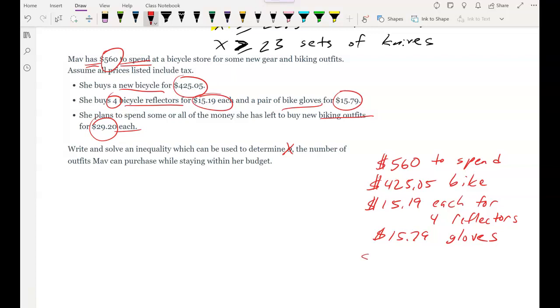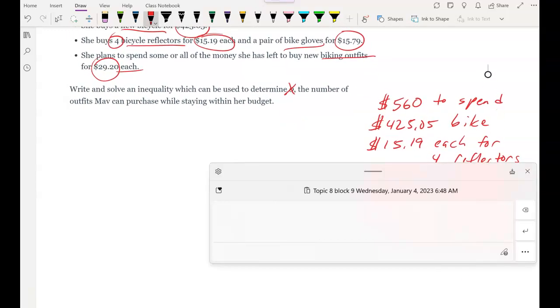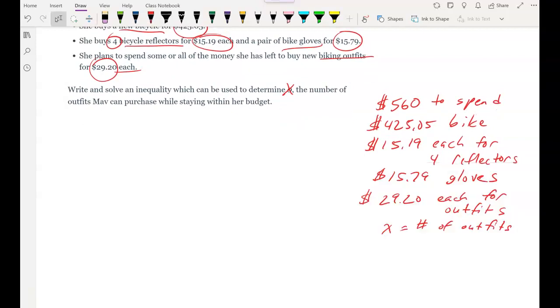And then the new outfits are $29.20 each, shorts and tops. And we don't know how many she's going to buy, so we're going to let X represent the number of outfits. This is all the stuff you have to do in order to write this inequality correctly.